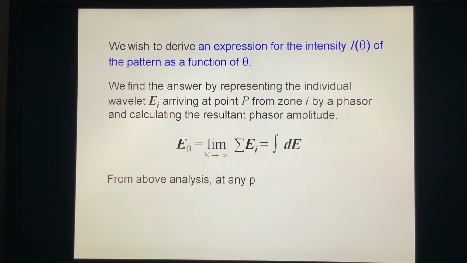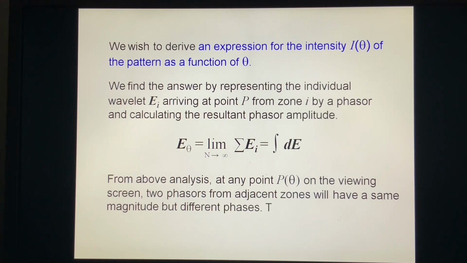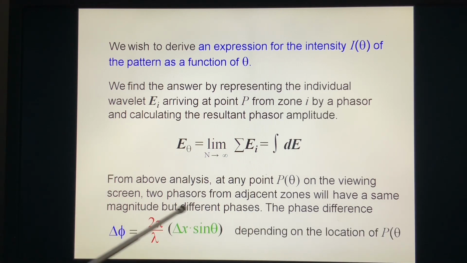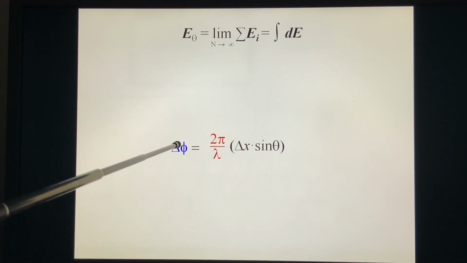From the above analysis, at any point P on the viewing screen, two wavelets from adjacent zones will have the same magnitude but different phases. The phase difference for two adjacent zones is delta phi equals 2 pi over lambda times delta x sine theta, which depends on the location theta. Now this is the phase difference between adjacent zones.